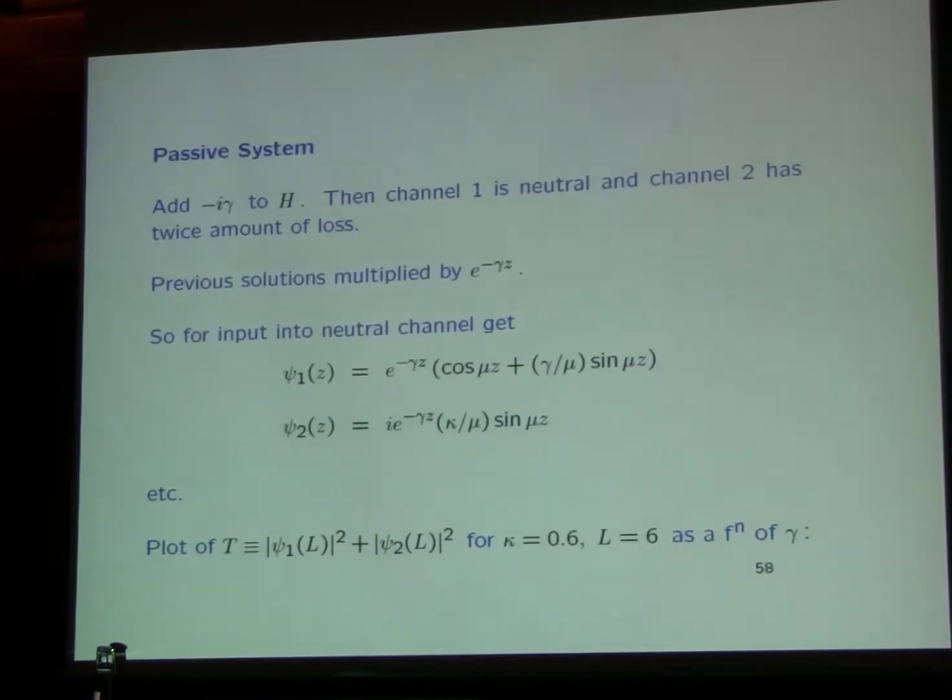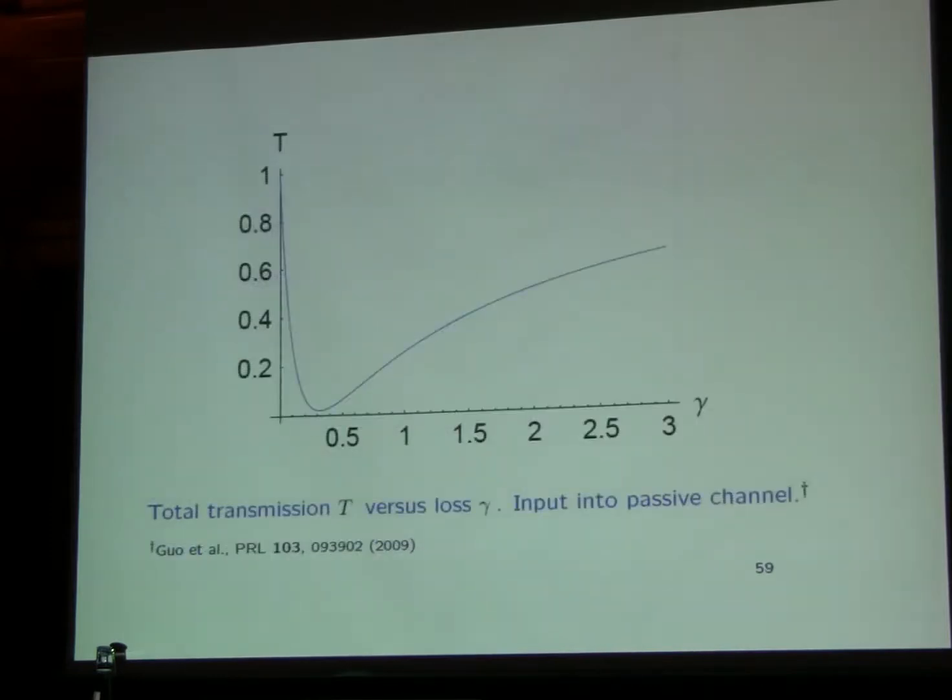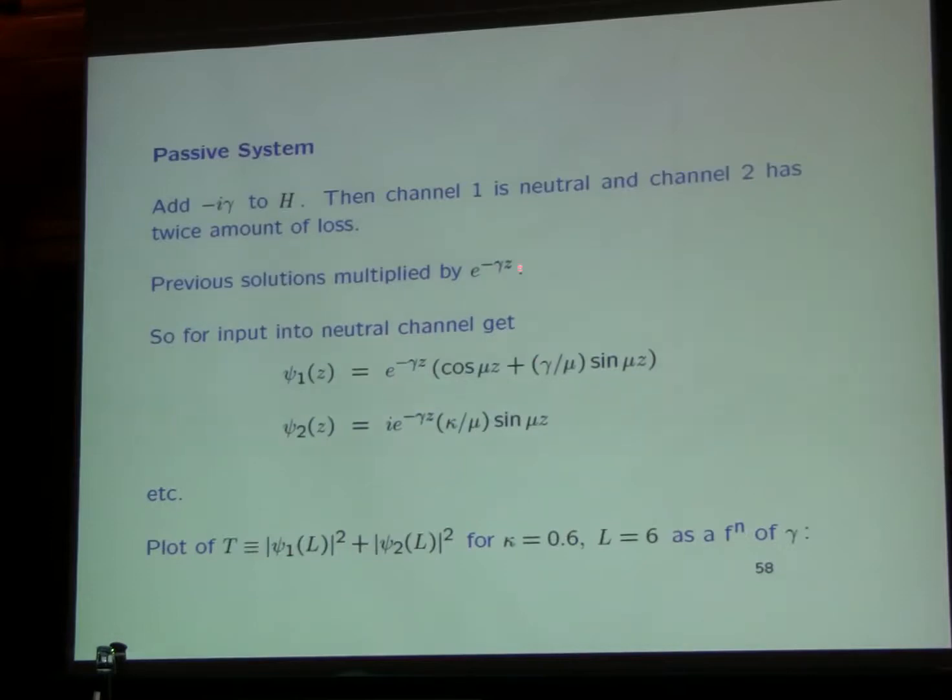And actually what they did in the first place was they didn't quite do what I said. They added a minus gamma to everything. So instead of having one with gain and one with loss, one becomes neutral, and channel 2 has twice the amount of loss, which is much easier to implement experimentally. So all that happens is that the previous solutions get multiplied by e to the minus gamma z, so this sort of thing.